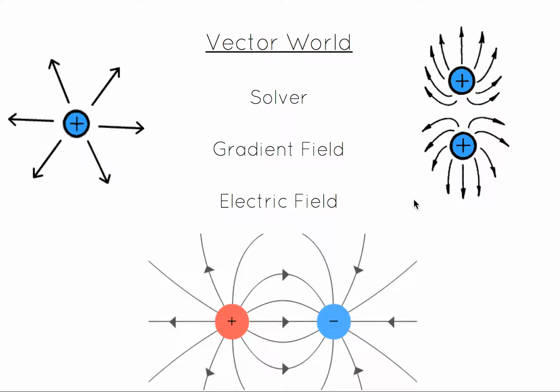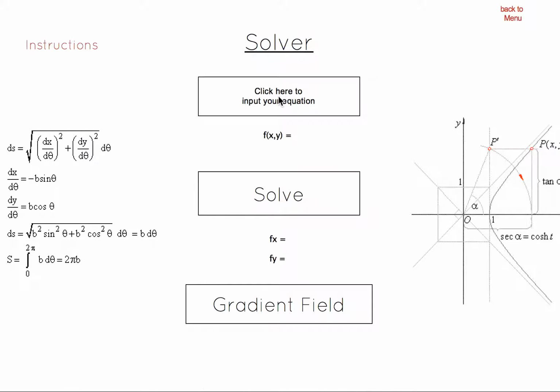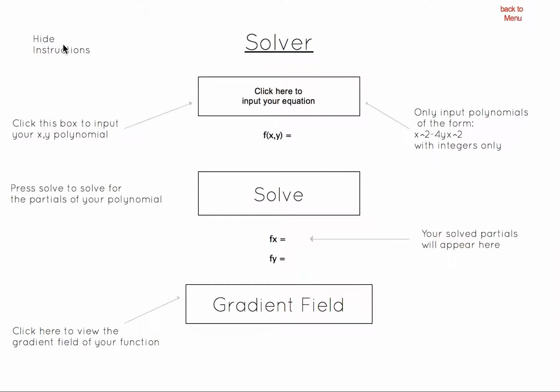For my term project, I made a gradient and electric field solver. So let's jump in. First, we'll go to the solver. And if I don't know what to do, I'll open up the instructions. As it says, I can input an xy polynomial, solve for its two partials, and get the gradient field of the two partials.